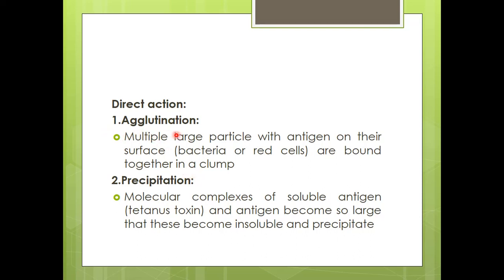We have already talked about agglutination when we discussed the topic of mismatched blood transfusion, in which there is an antigen antibody reaction causing clumping of the cells. The clumping can occur with bacterial cells, or it can occur with the red cells when there is ABO incompatibility. So the antigen antibody reaction causes formation of clumps.